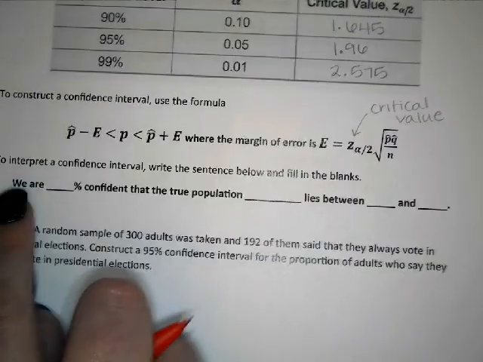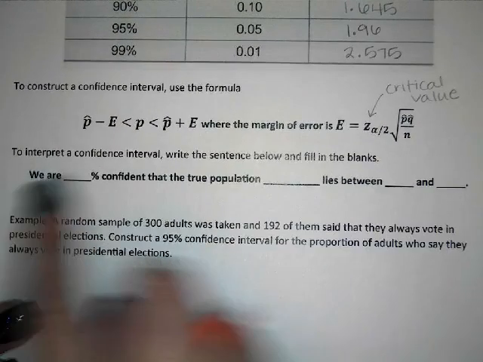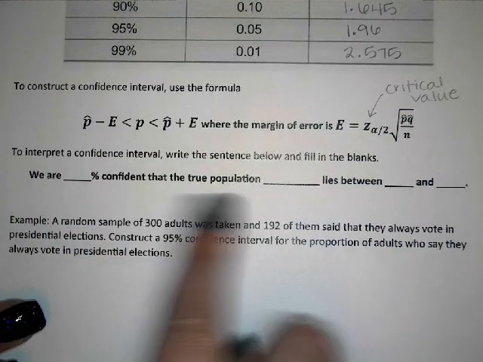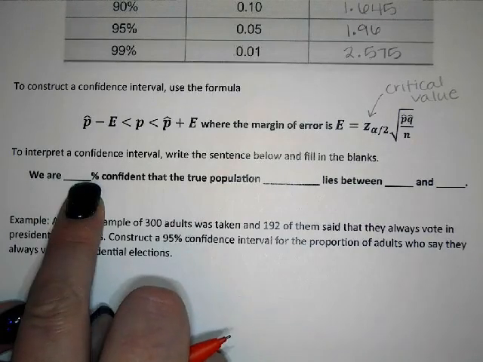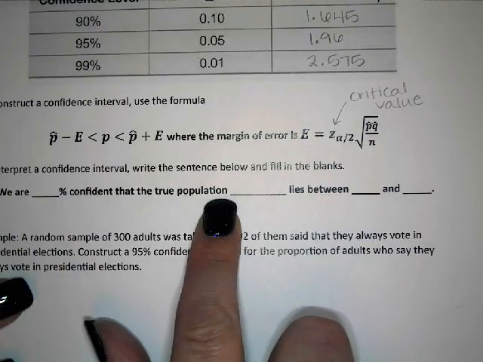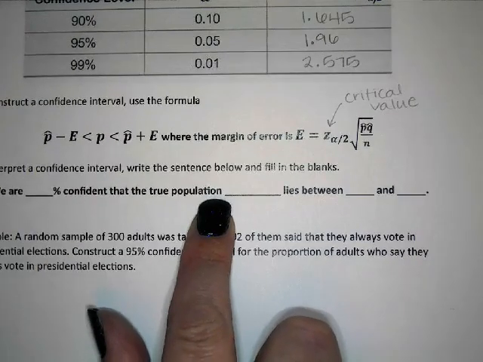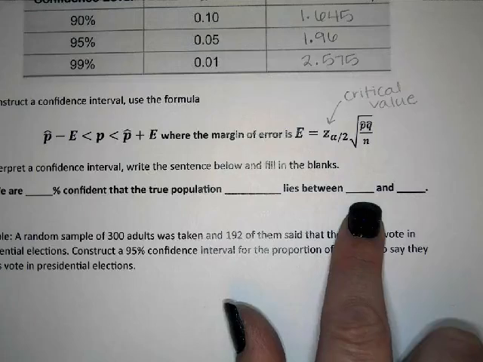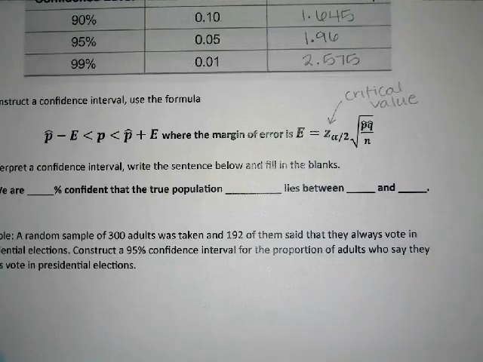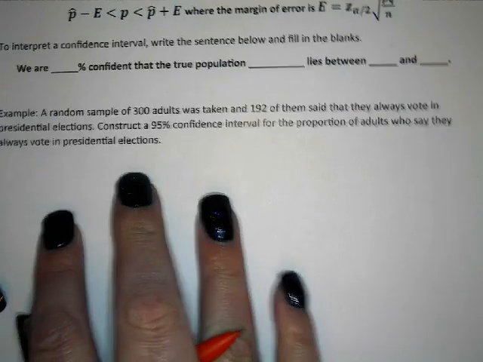And then beneath that, it says to interpret a confidence interval, we write the sentence. So we are 90% confident or 99% confident or 95% confident that the true population proportion of undergraduate students who take online courses is between 0.5 and 0.6 or something like that. All right, so let's go ahead and look at a specific example so you guys can see this in action.